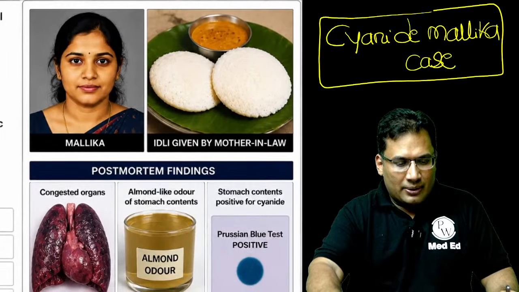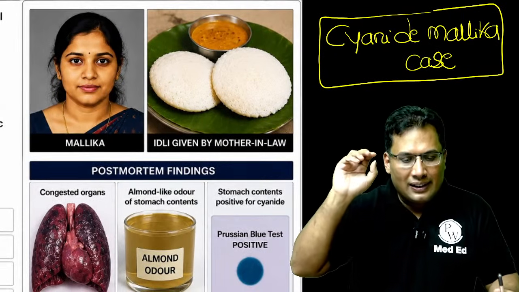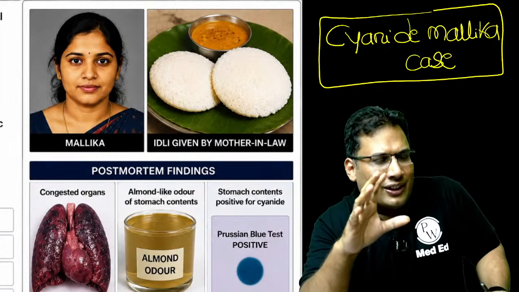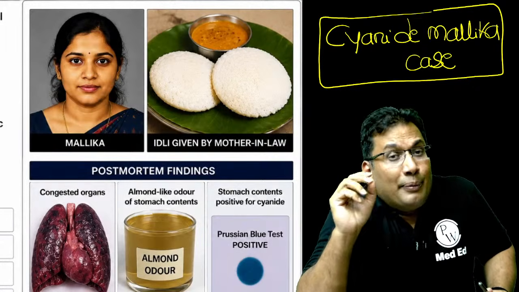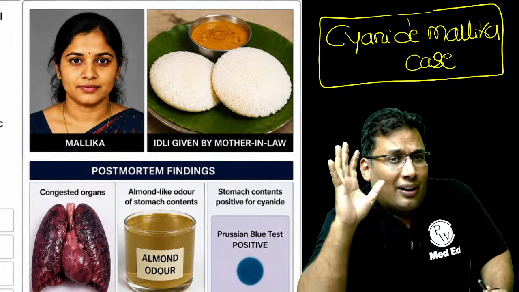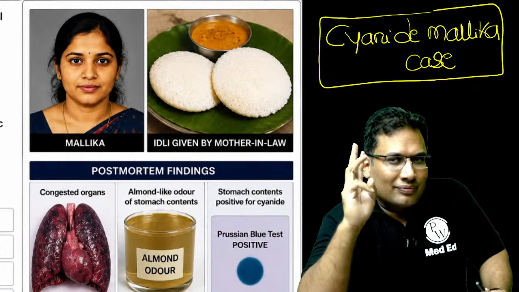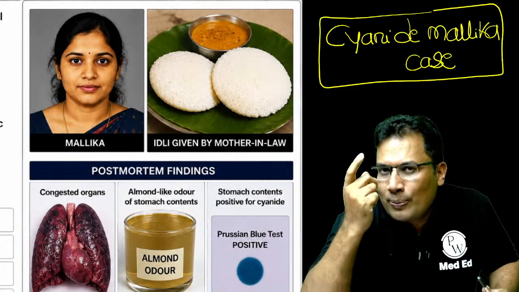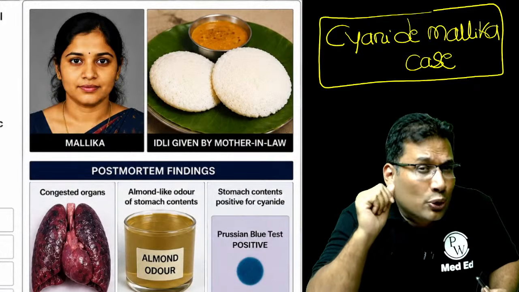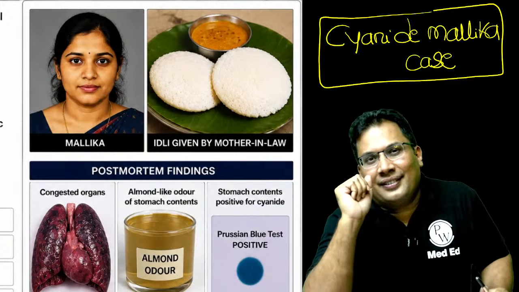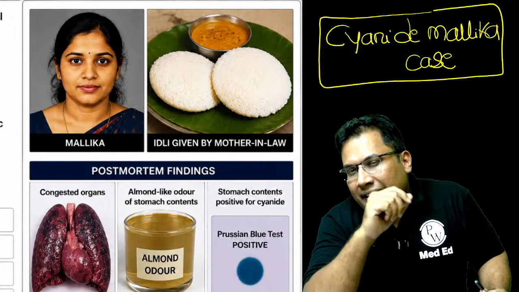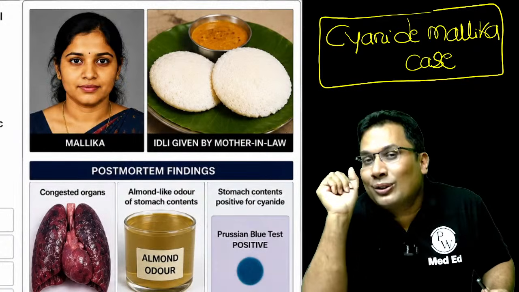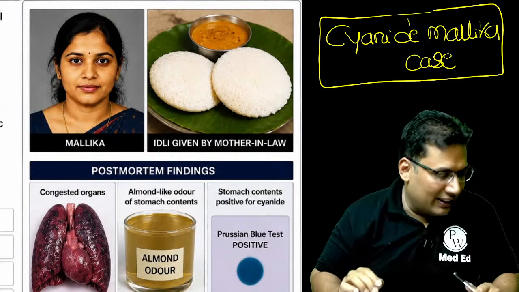You can just memorize: congestion of organs, almond-like smell, Prussian blue positive. The treatment of cyanide poison, remember: amyl nitrite, sodium nitrite, sodium thiosulfate. 3 drugs are used. And in cyanide poison, the color of the postmortem staining is brick red, cherry red in carbon monoxide, pink in case of hypothermia. Frequently asked in the exam.